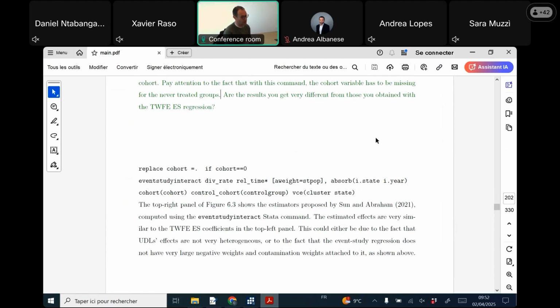Then a second possible explanation is that, like we saw, the issues with negative weights and the issue with contaminations were not that pronounced in this case. So maybe heterogeneous effects don't bias the canonical regression too much.